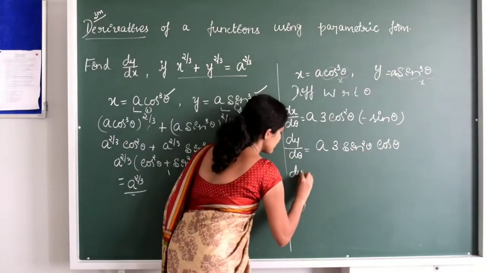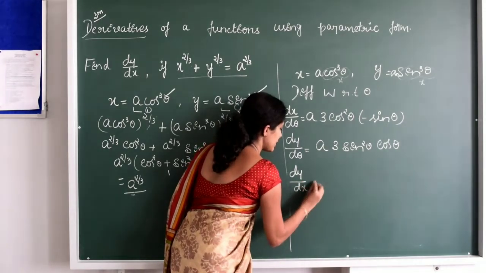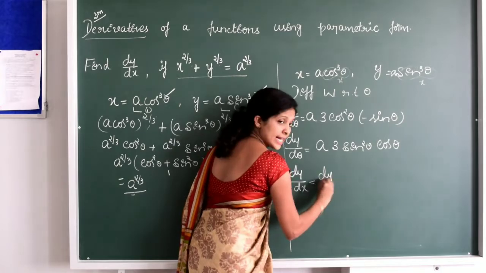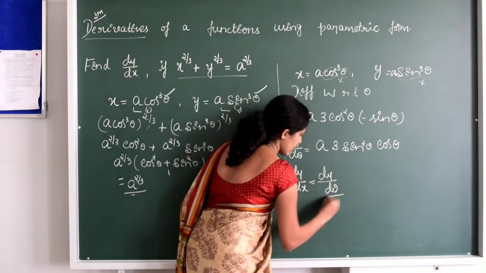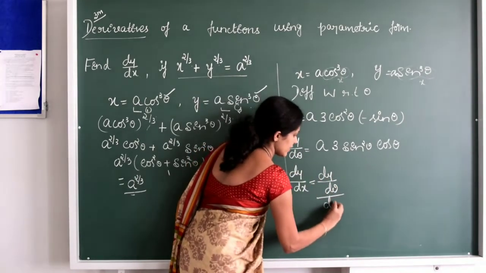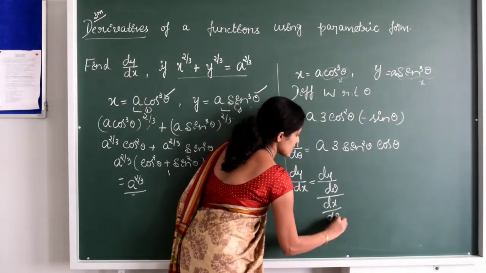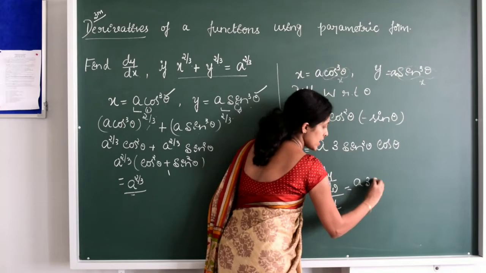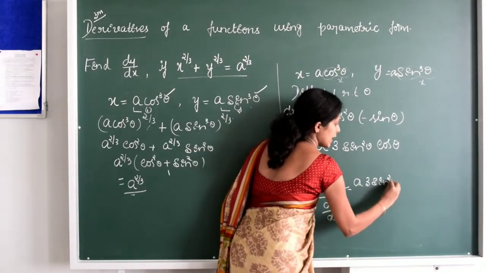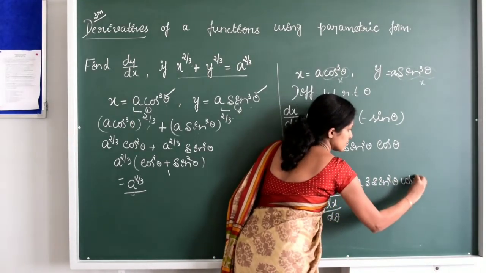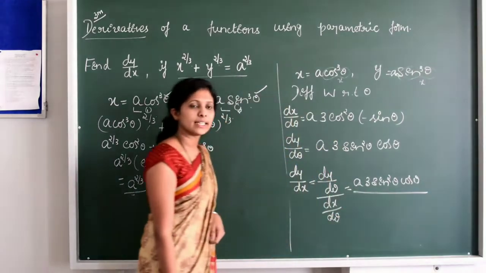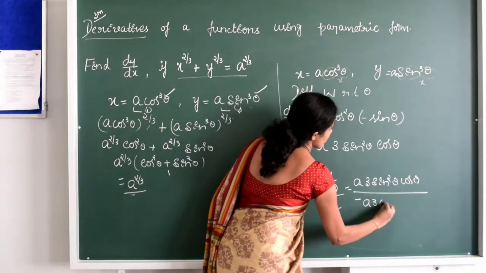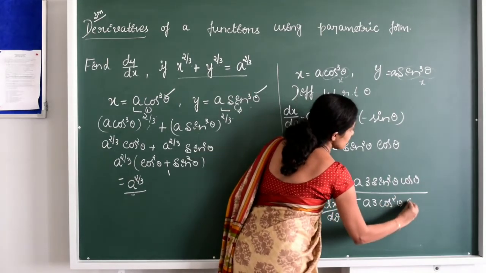And dy by dx, right? We have to find dy by dx. So dy by dx can be done as dy by d theta divided by dx by d theta. We'll substitute the values. dy by d theta is a into 3 sin square theta into cos theta, whole divided by dx by d theta, which is minus a into 3 cos square theta into sin theta.